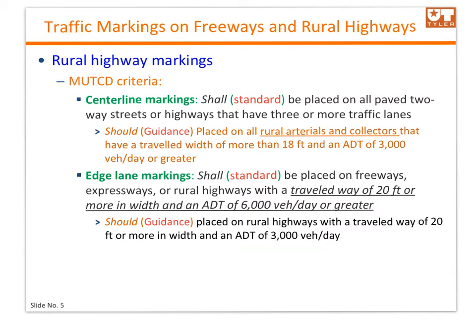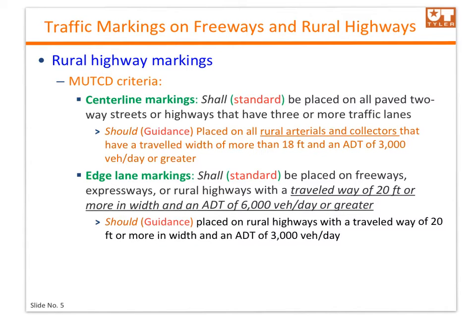When it comes to rural highway markings, the MUTCD criteria has 2 types of markings. The center line marking, it's shall, and again shall means it's a standard that shall be placed on all paved 2-way streets or highways that have 3 or more traffic lanes. In fact, then the MUTCD gives us an extra criteria here, and here it's should, so it's more of a guidance rather than a standard.